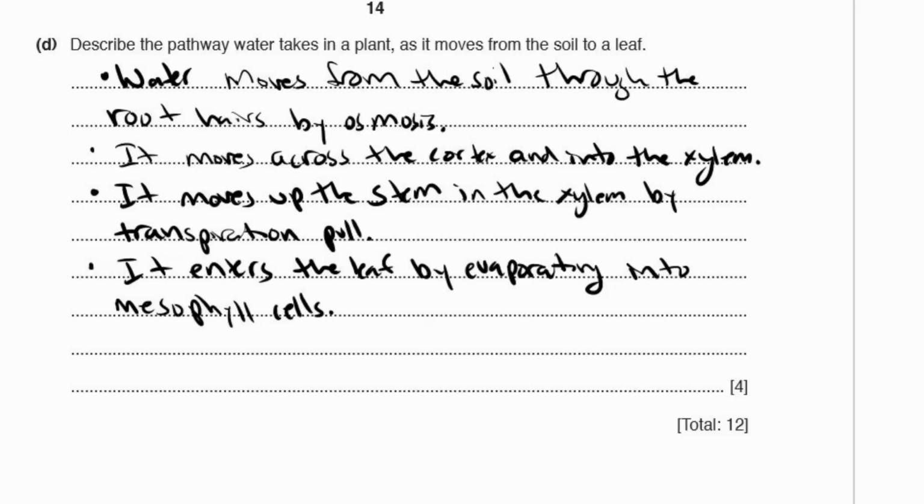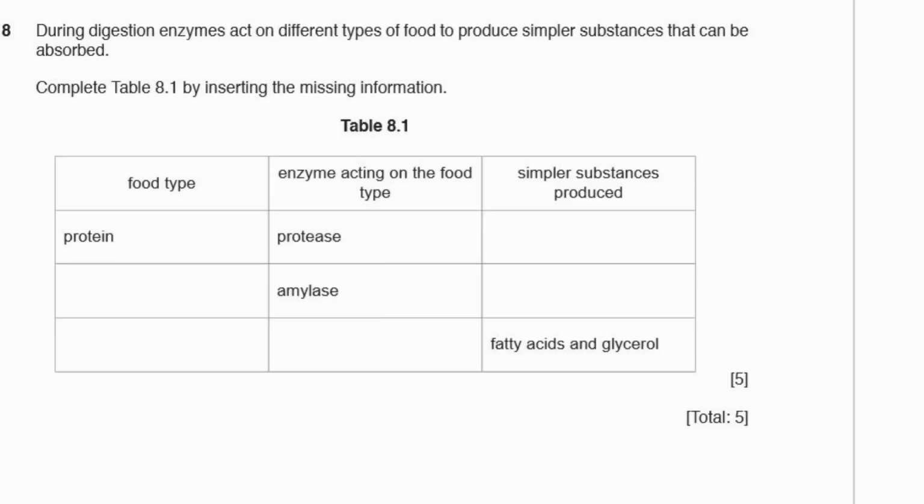So water moves from the soil through the root hairs by osmosis. It moves across the cortex into the xylem. It moves up the stem in the xylem by transpiration pull, and it enters the leaf by evaporating into the mesophyll cells. There.